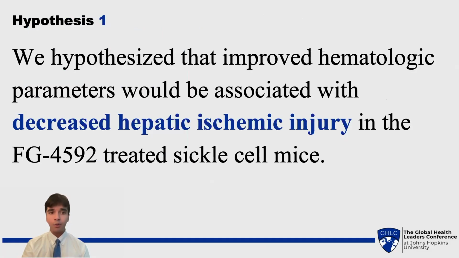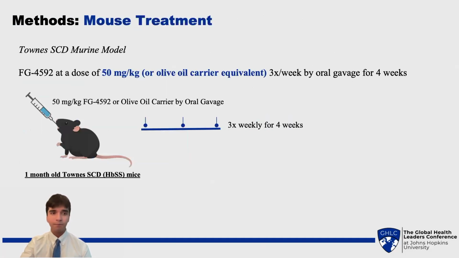So based on the improving of the hematologic parameters, we then hypothesized that it would be associated with a decreased hepatic ischemic injury or necrosis in FG4592 treated sickle mice. So we treated these sickle mice with a 50 mg per kg FG4592 dose or an olive oil carrier equivalent dosage 3 times a week for 4 weeks. We then took samples of the liver to analyze.